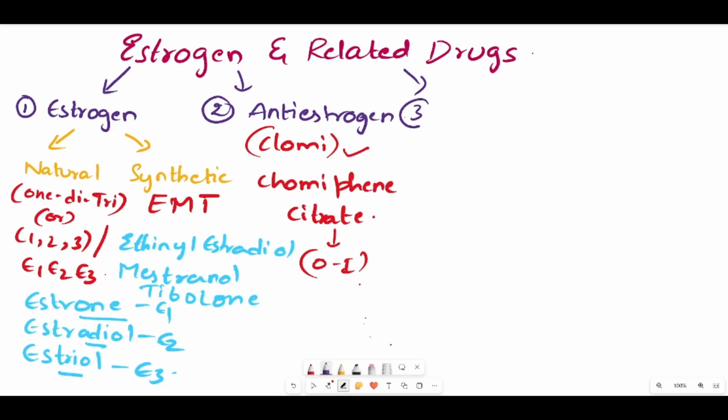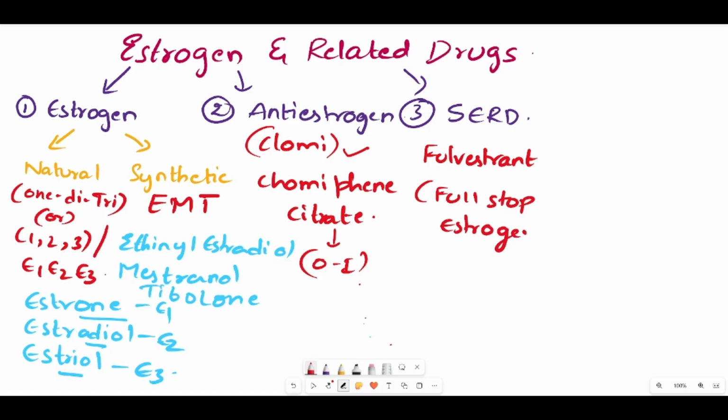Coming back to the third class. So third class, it is called as SERD, which means selective estrogen receptor down regulator. So here also we have only one single drug, and it is called as Fulvestrant. Then how do you remember this? So just remember it as full stop estrogen. Then you'll get the name Fulvestrant.